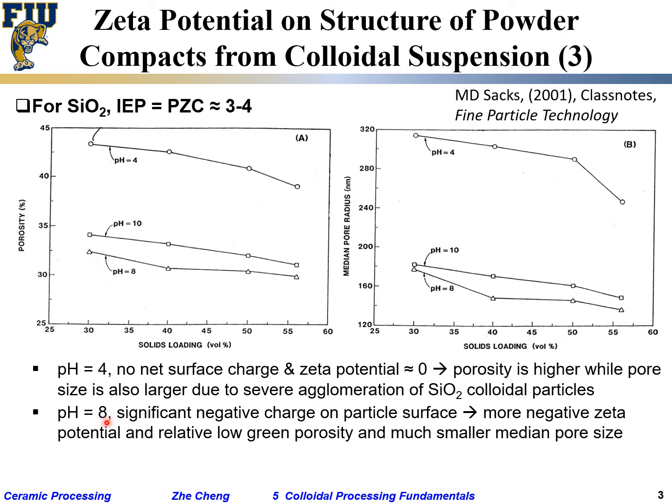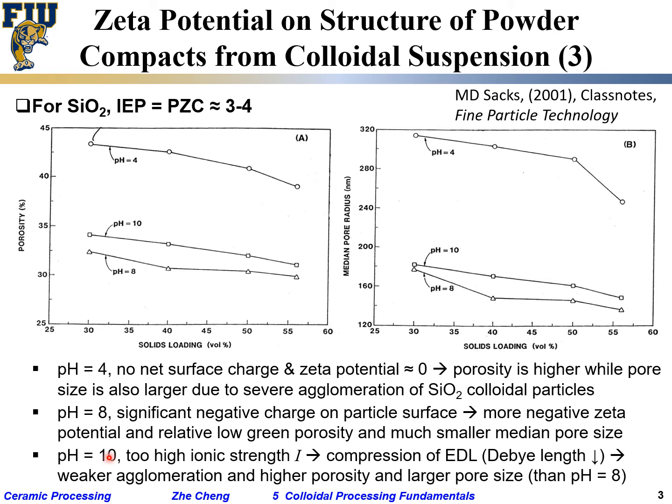On the other hand, if we overdo it, if we increase the pH further from 8 to 10, which means now my suspension has even higher concentration of what? Hydroxy group. And what do we observe? Actually, the porosity starts to go back up again. And what people attribute it to is the so-called ionic strength.